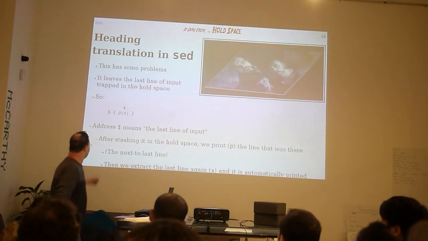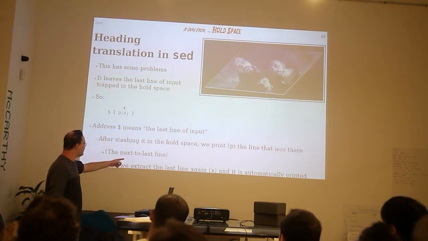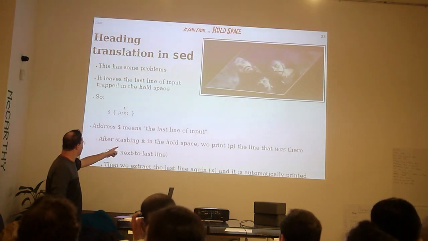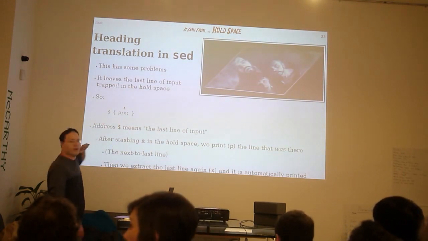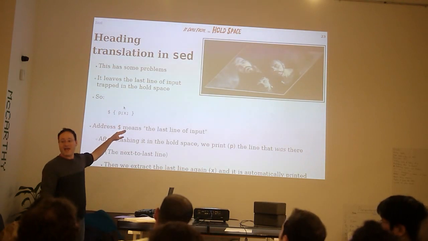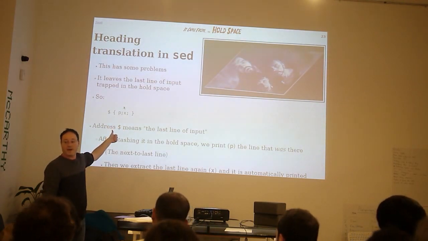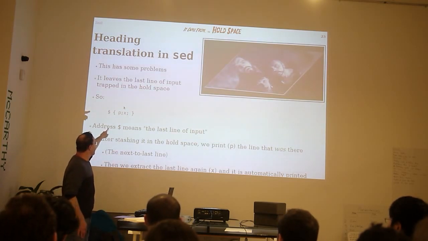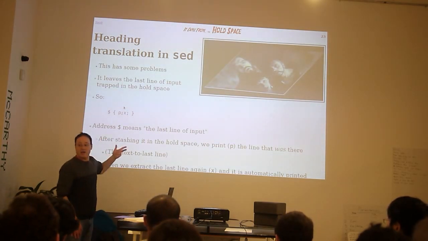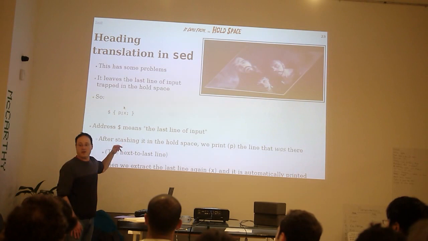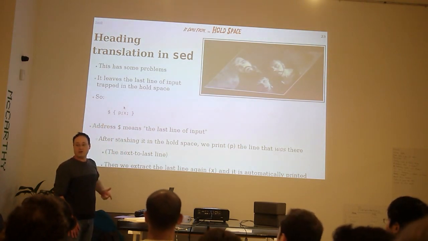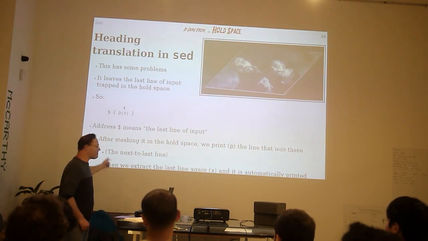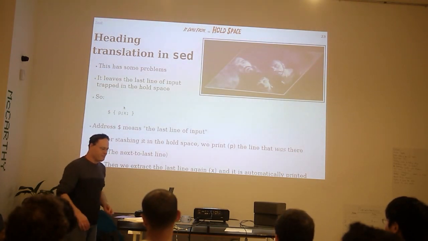Maybe it's not. Let's see, then we extract the last line again, and so it'll automatically print the line that was there. Oh yeah, the last line has already come in, and it's already been handled by the catch-all. So the last line is in the hold space, and we now have the next to last line. So we print the next to last line, and then we x so that the last line comes out of the hold space, and then sed will print it automatically. So yeah, thank you. Right.